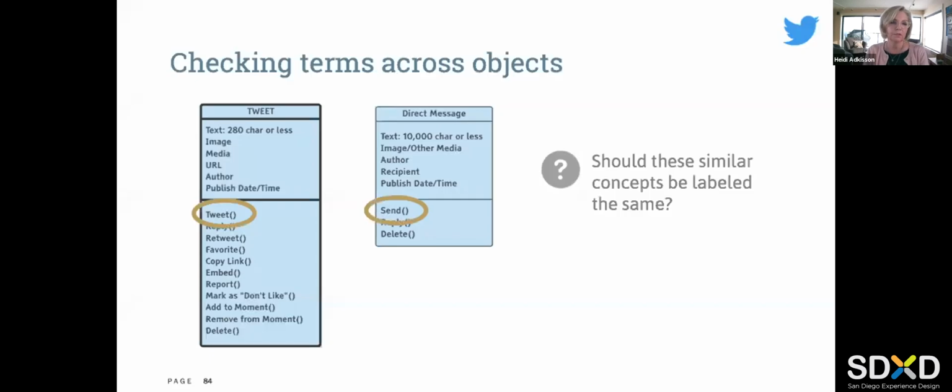So again, you can check terms across objects. Here we have a function that conceptually is pretty similar. We've got tweet and send. A question you could ask here: these are very similar concepts, should they be labeled the same? I think in this example, we could certainly say that the tweet is a unique thing and it warrants a unique label. But again, this is just an example of the kind of analysis you can do.